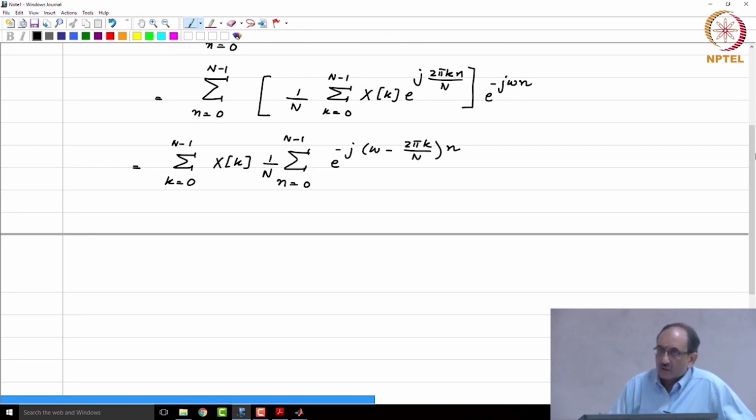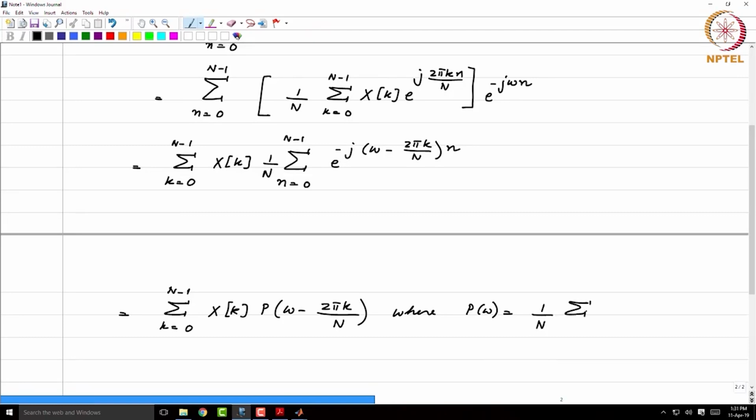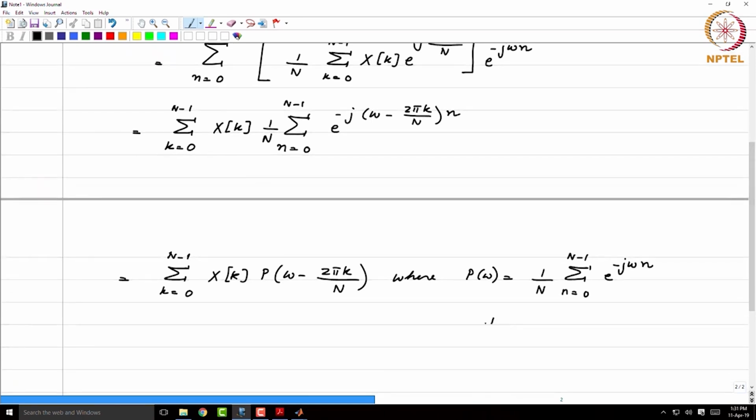All I have done is interchange these two summations, and this can be written as the sum over k going from 0 to N minus 1 of X(k) P(ω − 2πk/N), where P(ω) is 1 over N, sum over n going from 0 to N minus 1 of e^{-jωn}, and this of course is 1 over N e^{-jω(N−1)/2} times sin(Nω/2) by sin(ω/2), which we have seen any number of times before.